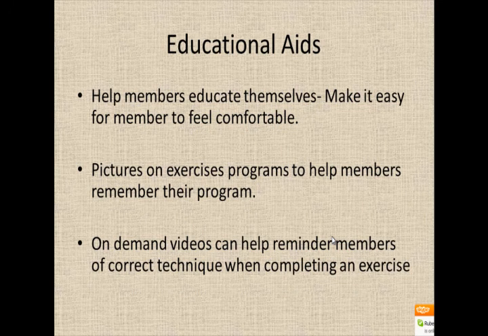One way we can work on that is using educational aids, and that's our next tactic. So how can we have some support in place where members can educate themselves? We want to make it easy for the member to gain support and feel comfortable. An example of this, and this is thinking outside the square a little, is pictures on exercise programs, as this helps members remember their program and feel comfortable. They don't want to feel confused, and they don't want to forget how to do a particular exercise. So this little strategy here can be a way to make members feel more comfortable by educating them.